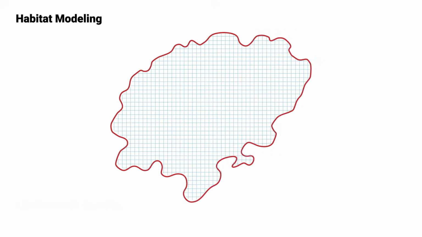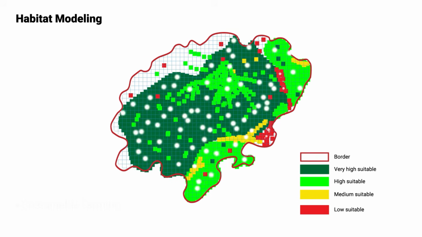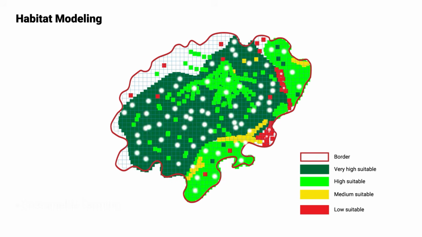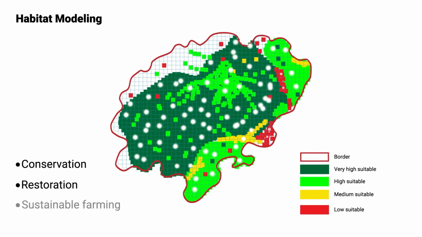Habitat modeling, by the way, predicts where soil microbes are most likely to thrive based on environmental factors. These models reveal both biodiversity hotspots and areas at risk of decline. The results guide conservation, restoration, and sustainable farming.